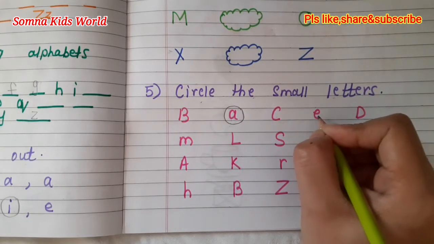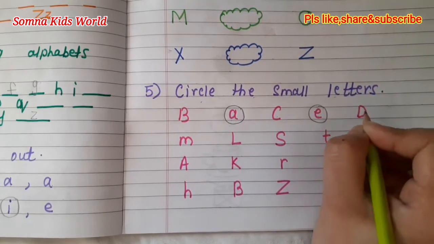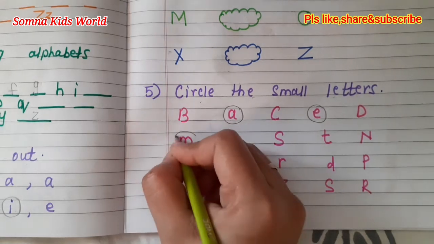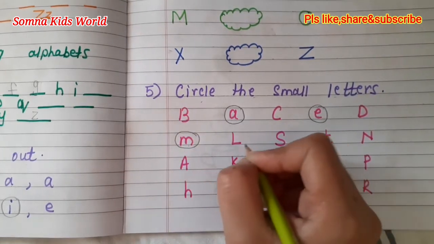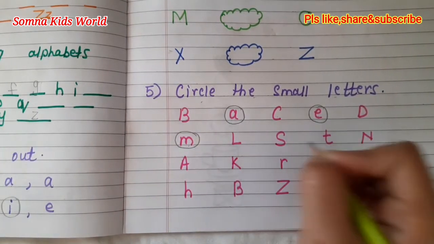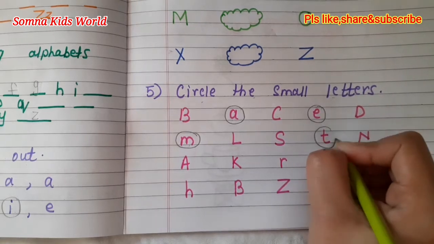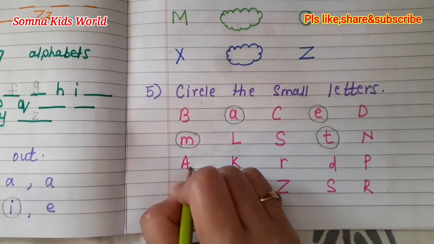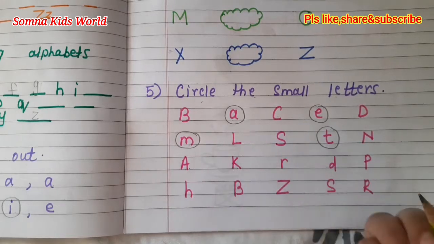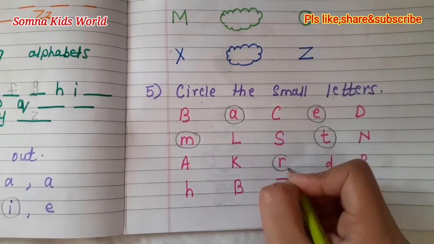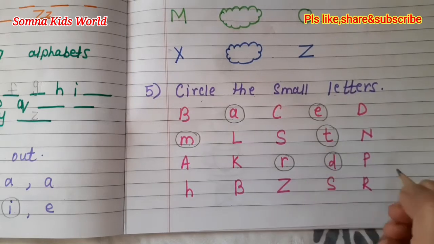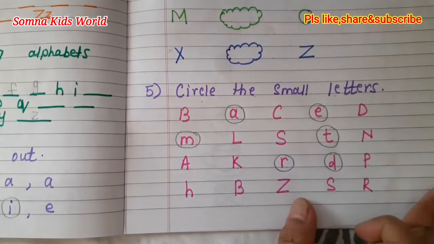Capital C, small letter e, capital D. Here next one you can see small m. So circle the small m. Capital L, S, T, small t. And next A, capital A, K, capital K, small k. Circle the small k. Small d, circle small d. P, it's capital P.